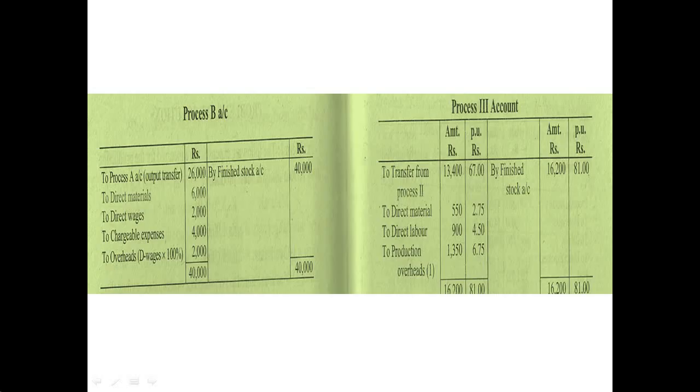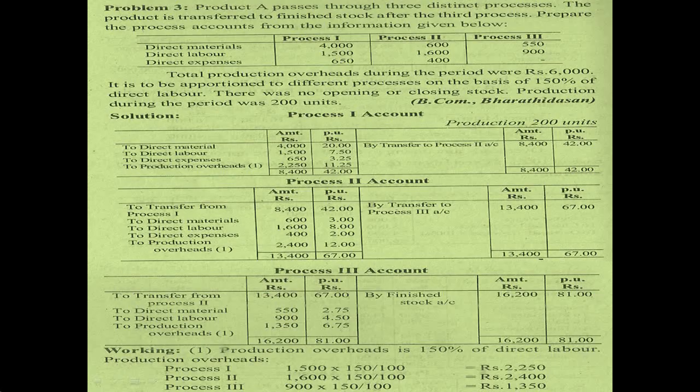Then we can move to process B. Under process B, we have the process A output 26,000, direct material 6,000, direct wages 2,000, chargeable expenses 4,000, overheads 100% on direct wages, that is 2,000 rupees. You add all the debit side; it comes to 40,000. So by finished stock, the balance on the credit side is 40,000. Then we'll go for problem number 3.